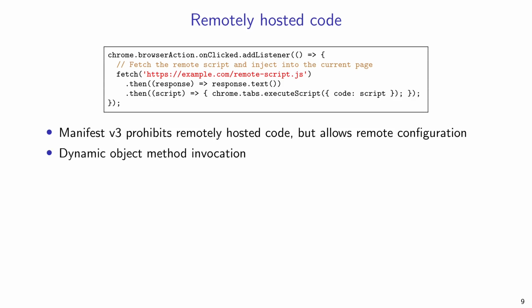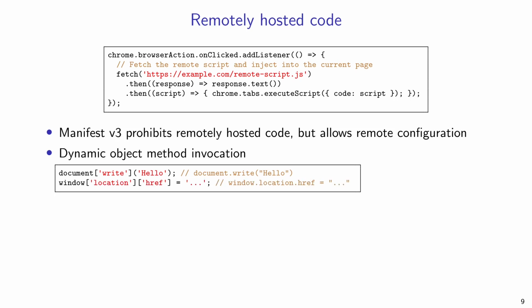Dynamic object method invocation is one such technique employed. The thing is that JavaScript supports bracket notation for dynamically invoking object methods. So this allows us to specify in brackets a string variable that stores the method name. And similarly, bracket notation can be used to access properties of an object. So an extension can abuse this feature by fetching these parameters from a remote server.